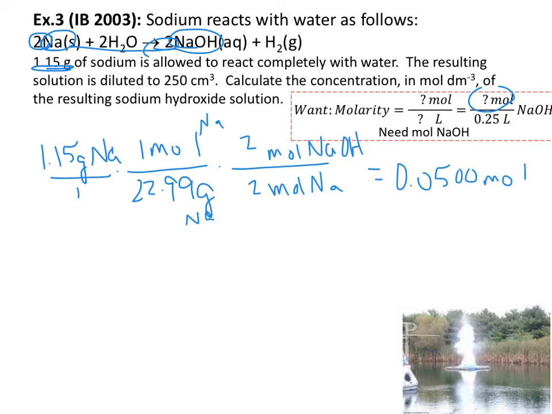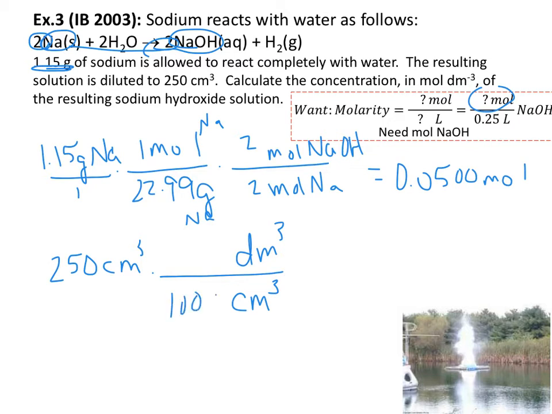So next I'll handle the volume. So we've got 250 centimeters cubed, but we want to get that to decimeters cubed. So we'll put centimeters cubed on the bottom, decimeters cubed on top. And you can go through meters like we've done in class, but at this point you know a decimeter is like a liter and a centimeter is like a milliliter, and there are 1,000 milliliters in a liter, so that's fine. You don't even really have to show this step if you can do it in your head.